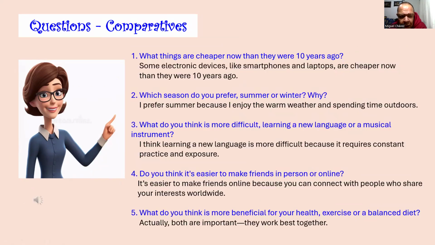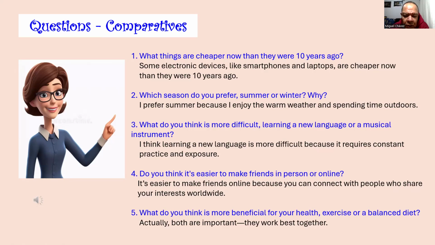Comparative questions are an essential part of English grammar that allow us to compare two or more things or ideas. Let's see the following examples. What things are cheaper now than they were 10 years ago? Some electronic devices, like smartphones and laptops, are cheaper now than they were 10 years ago. Which season do you prefer, summer or winter? Why? I prefer summer because I enjoy the warm weather and spending time outdoors.